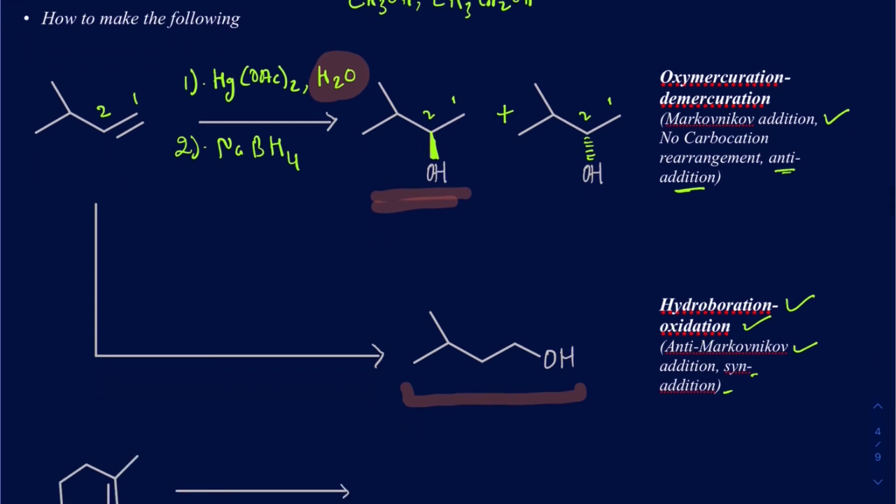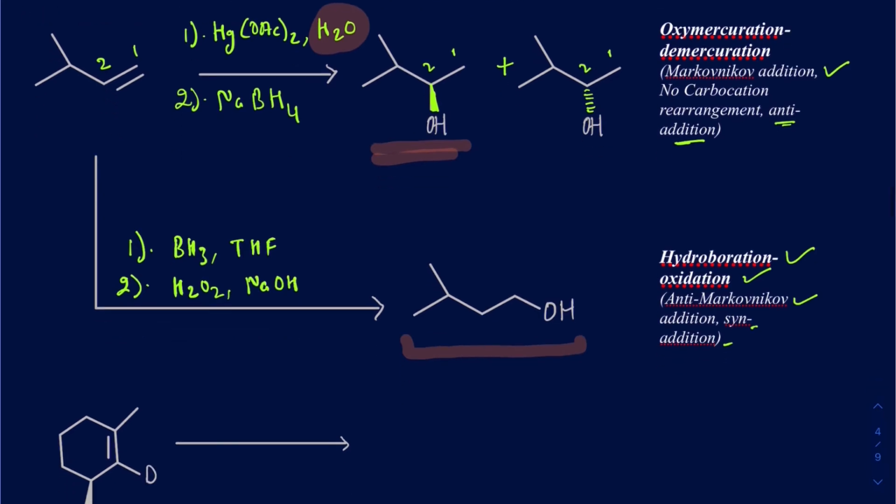Now, what are the typical reagents for this? In the first step, you're going to be using BH3 THF. So THF is your solvent, and BH3 is obviously your Lewis acid there. And in the second step, you're going to be using H2O2 and NaOH.